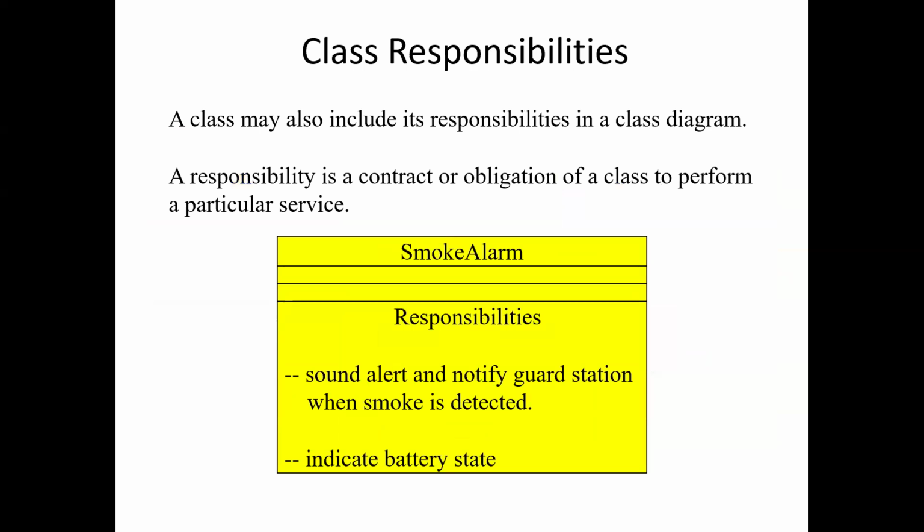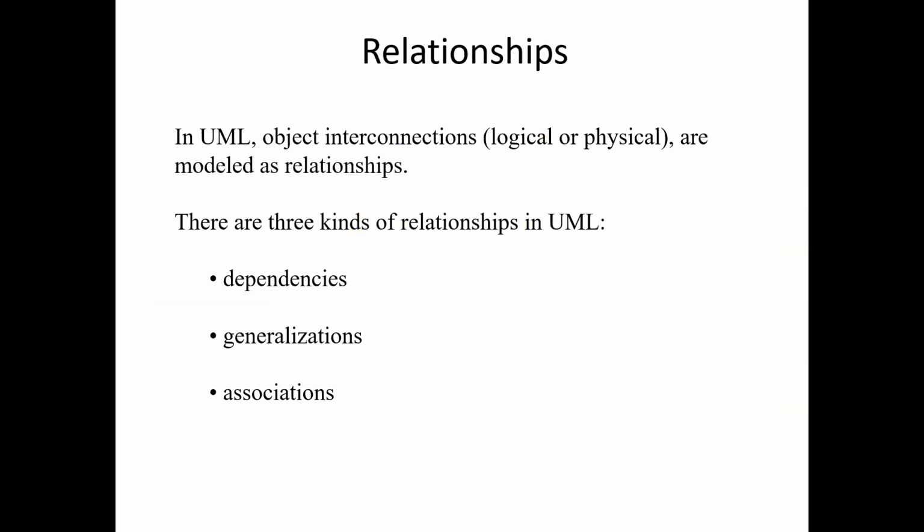So, class responsibilities. A class may also include its responsibilities in a class diagram. A responsibility is a contract or obligation of a class to perform particular services. Relationship. In UML, Unified Modeling Language, object interconnections are modeled as relationships. Three kinds of relationship in UML are dependencies, generalization, and association.